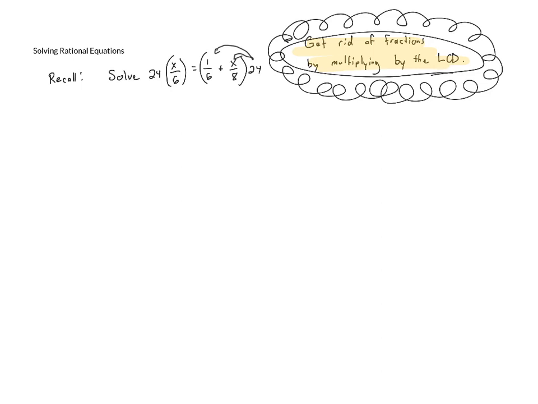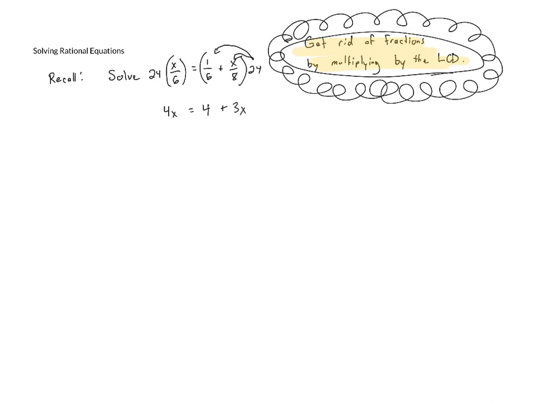Now let's look on the left-hand side. 24 times x is 24x. If we divide that by 6, it gives us 4x. Then on the right side, 24 times 1 is 24. Divide that by 6, we get 4. And then plus 24 times x again is 24x. Divide that by 8, we get 3x. So by multiplying both sides by the LCD, we get rid of fractions and we make the problem a whole lot easier.